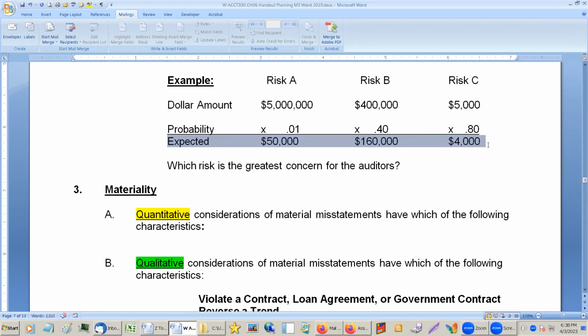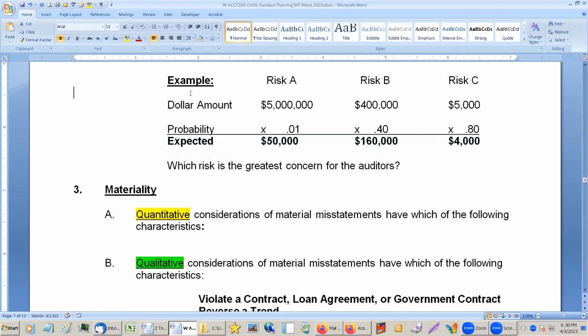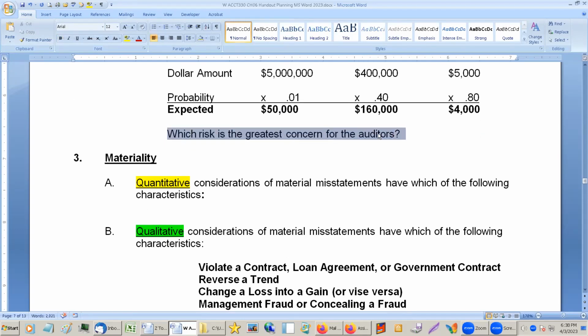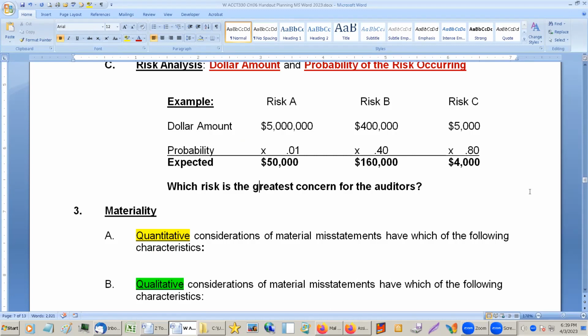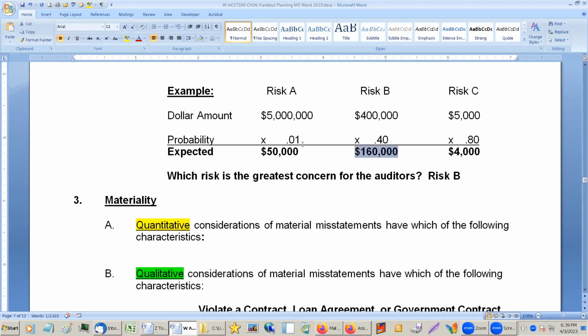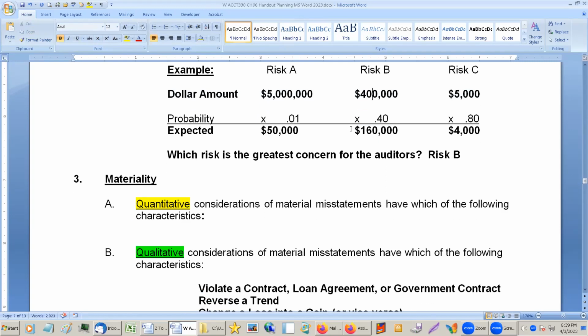Which one of these risks would be the greatest concern for the auditors? Risk B. Yep. Risk B is the one that is the greatest risk for a couple of reasons. First of all, the expected amount here can be a little bit misleading because these are the upper levels of the dollar amounts. So if they are off, they could be off by up to this amount. But on average, it'd be like 160,000.